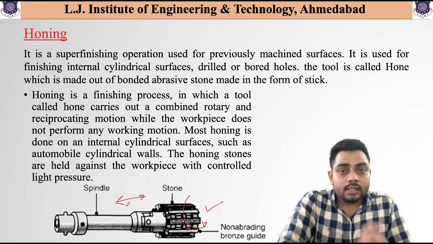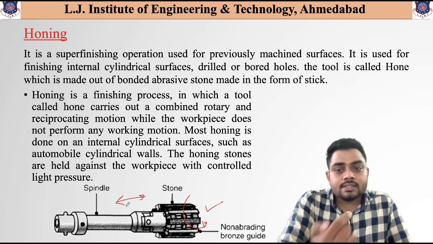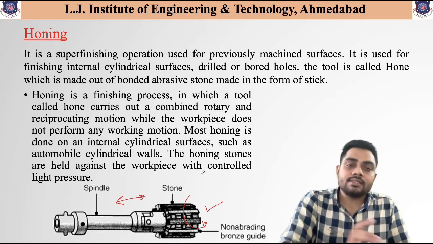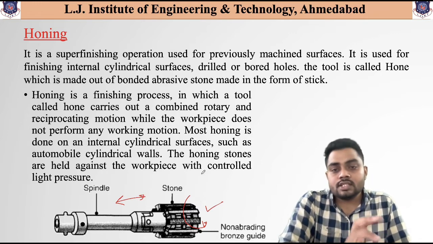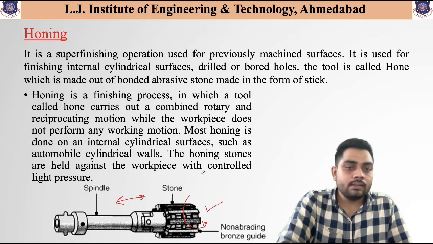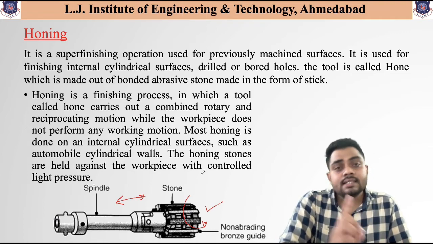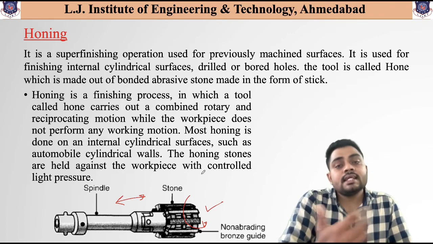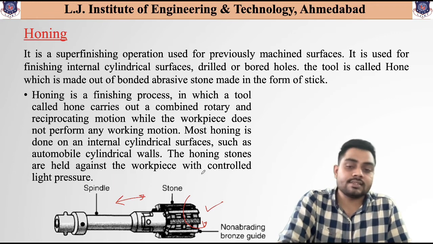And this honing tool does what? The honing stones available in this honing tool are held against the workpiece with controlled light pressure. That's why it gives the friction to the particular surface and provides the surface finish. So this is the major use of the honing process. So the major difference between the lapping and the honing process is what? This lapping process is helpful for the external surfaces, whereas this honing process is useful for the internal surfaces.